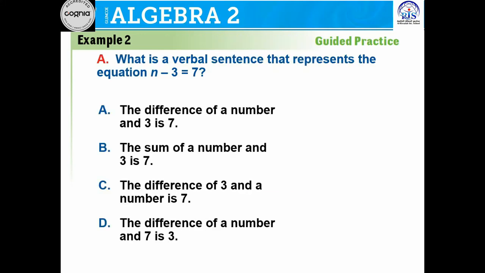What is a verbal sentence that represents the equation n minus 3 equals 7? Of course, the difference of a number and 3 is 7, because difference means to subtract. This will be choice A.